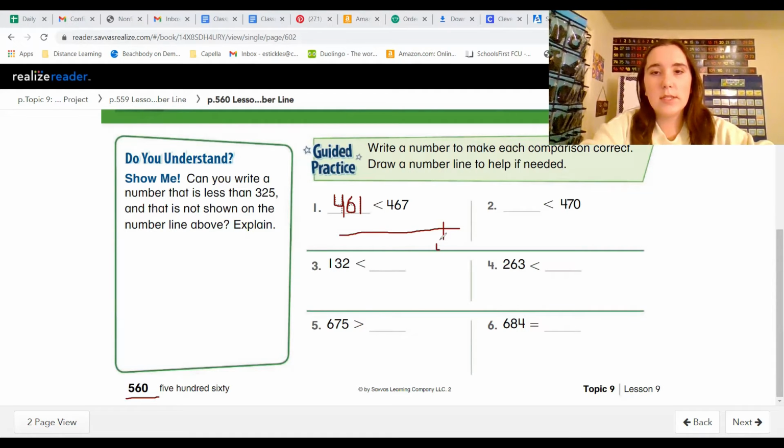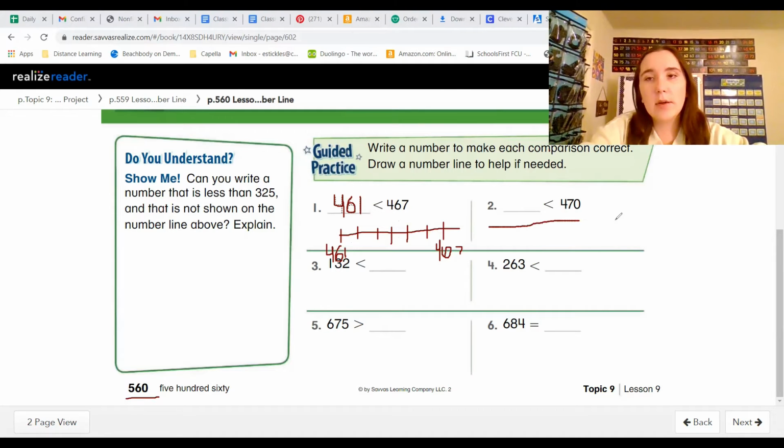So if we put 467 down here, and we counted backwards, it would be 466, 465, 464, 463, 462, and 461. So we know that 461 is indeed smaller than, or less than, 467. Let's do number 2. Some number is less than 470.